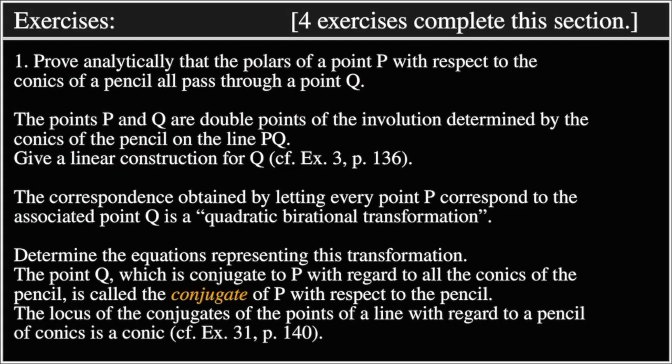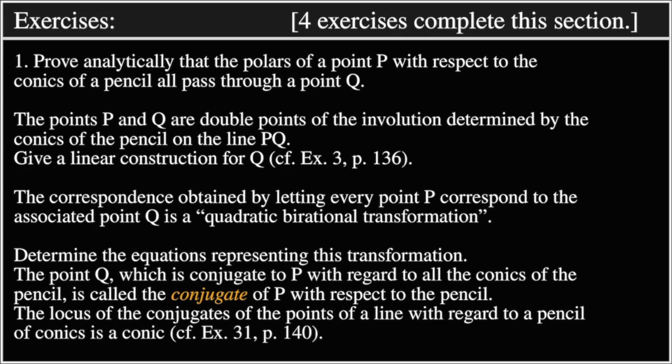Exercises. 1. Prove analytically that the polars of a point P with respect to the conics of a pencil all pass through a point Q. The points P and Q are double points of the involution determined by the conics of the pencil on the line PQ. Give a linear construction for Q, see exercise 3, page 136. The correspondence obtained by letting every point P correspond to the associated point Q is a quadratic birational transformation. Determine the equation representing this transformation.